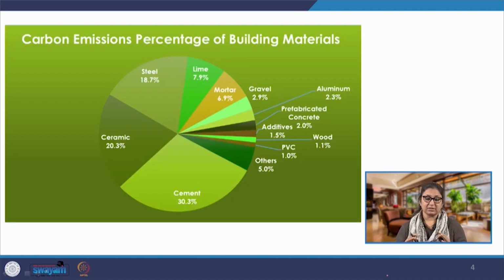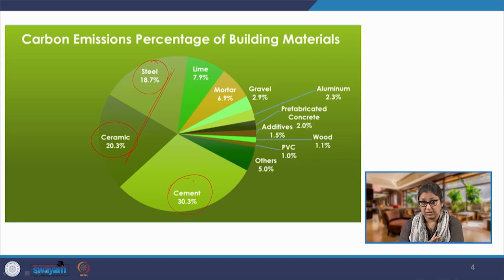Now, if we look at the overall carbon emissions percentage building material wise, we will see that the three materials which take center stage in today's times, one is cement. Cement is the most energy consuming or emission producing material that today's building industry is using. The second one is ceramics, where we have placed glass along, and then steel. Steel and glass are almost equal.